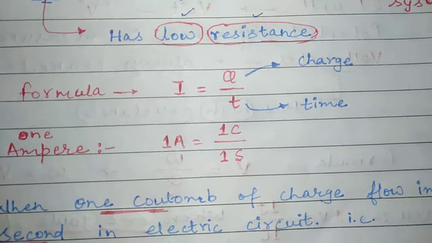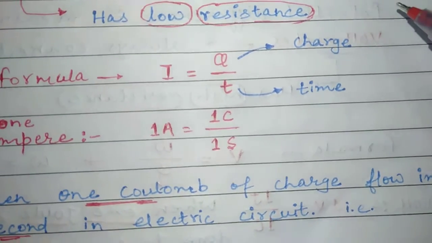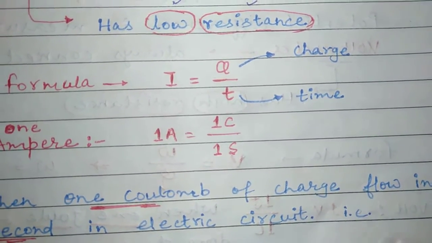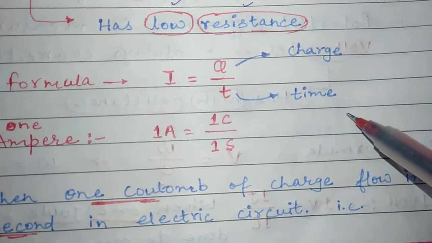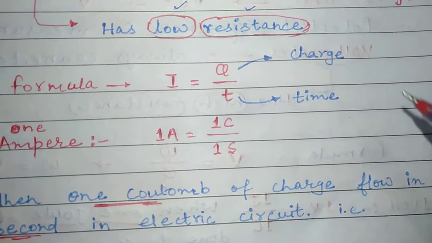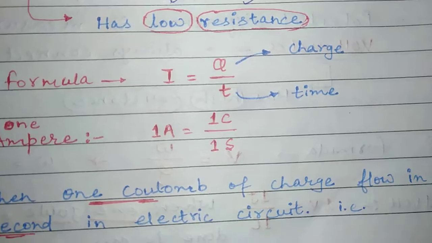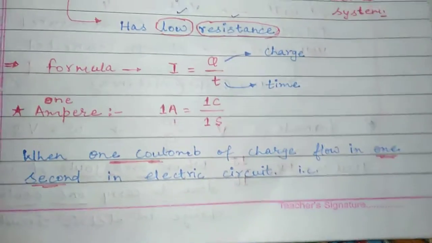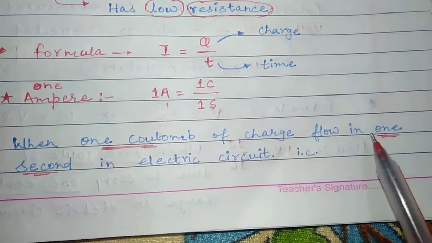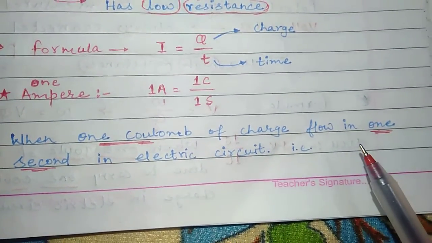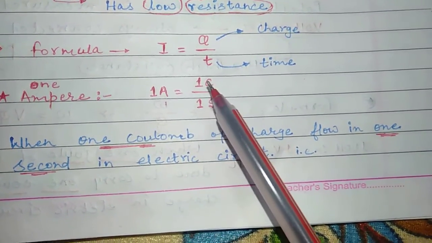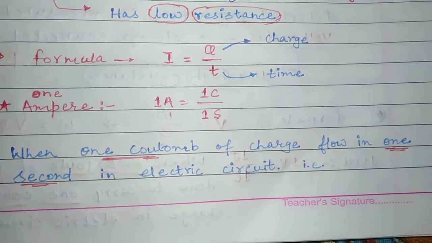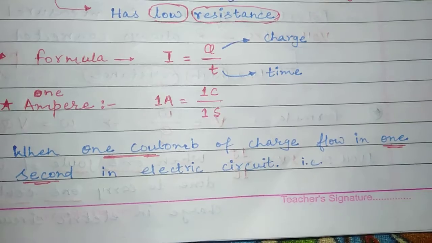So students, by the formula we can learn the definition of any term. Here you can see the charge and the time. Flow of charge in a particular time is electric current. Then the definition of 1 ampere: 1 coulomb of charge flows in 1 second. It is very simple. If you remember only the formula, by that you can easily learn the definition of the particular term.